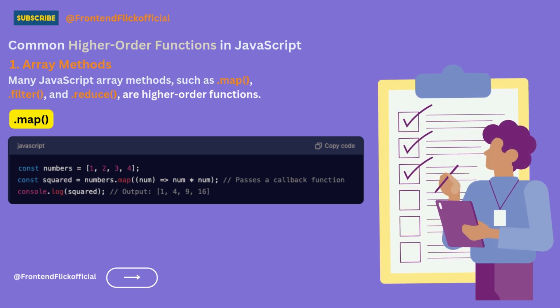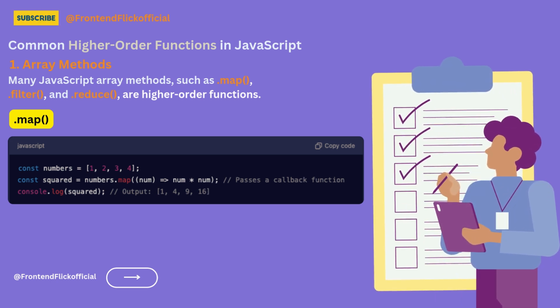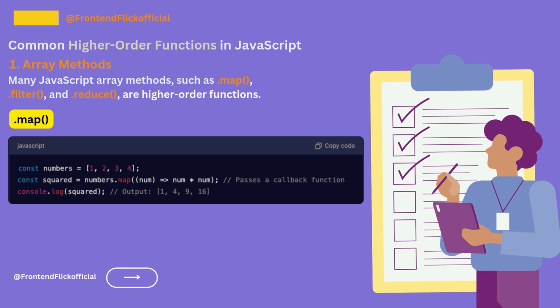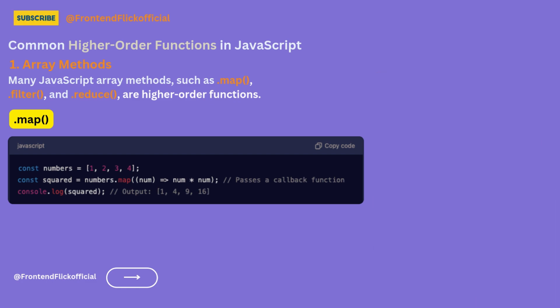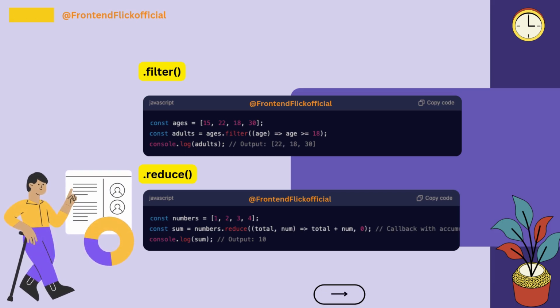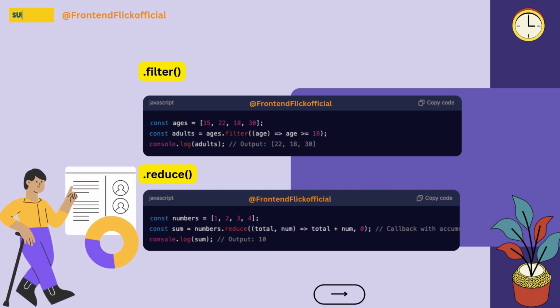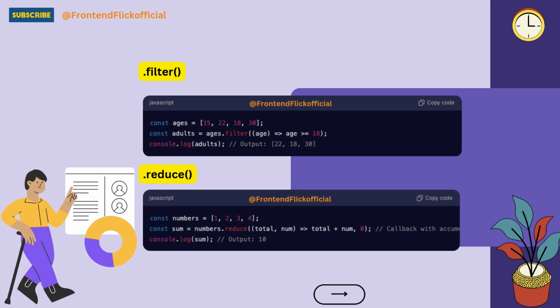Common built-in higher-order functions. Array methods. JavaScript also has built-in higher-order functions like .map, .filter, and .reduce. Let's break them down. .map example transforms each item in an array. .filter example filters elements based on a condition. .reduce example accumulates a result from an array. These array methods are higher-order functions because they take a callback function and apply it to each element in the array.